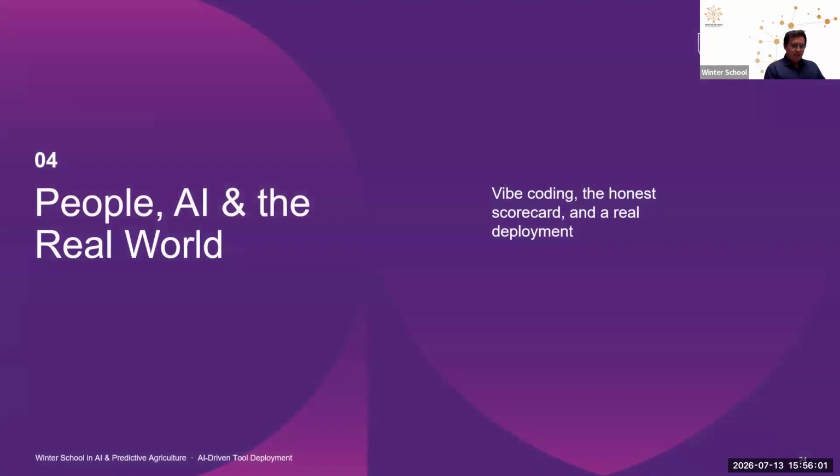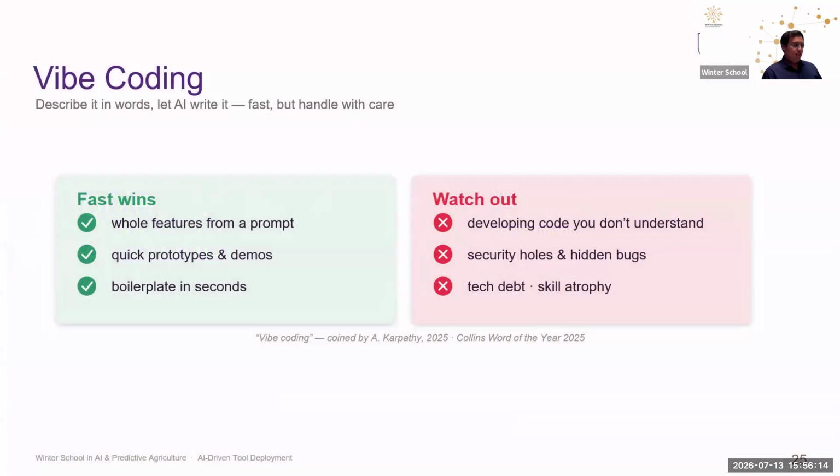All right, and then I think this is the final section: people, AI, and the real world. I want to show you an example of a real deployment of using AI, but also some other ideas that maybe you are aware of. One thing that happens with AI now becoming more common is this idea of vibe coding. Have people heard about vibe coding before? Show hands, yes, perfect, okay, cool.